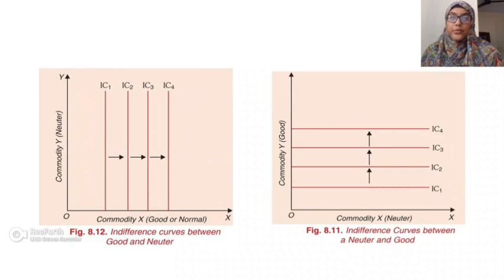In graph 2, good X is a neuter and good Y is a normal good. In this case, indifference curves are parallel to the X axis as the neuter is present on the X axis.